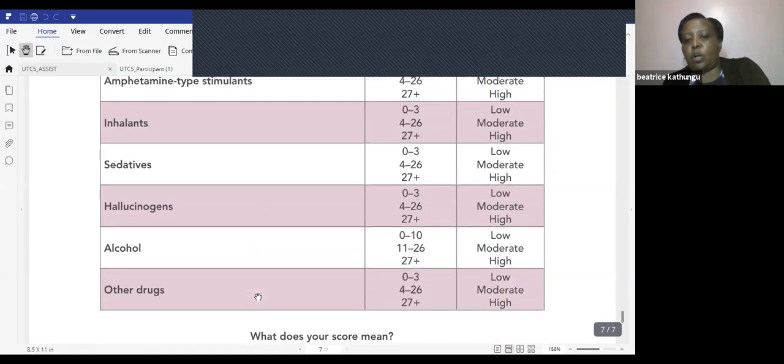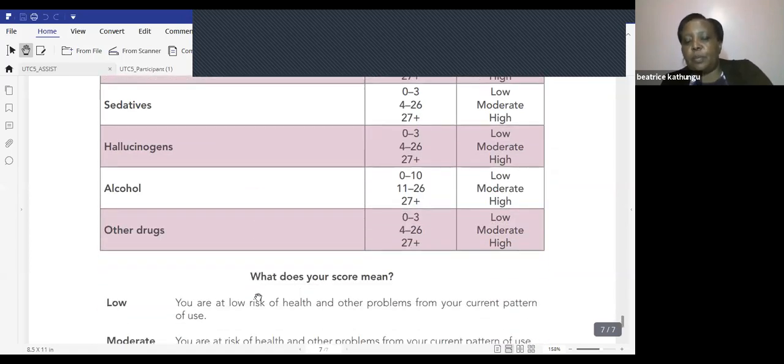I want you to see alcohol. Like Moses told us in the last class, alcohol allows you up to 10. So between 0 and 10, we shall consider that low risk. I guess because alcohol is a recreational substance commonly used even for social purposes, it has been given a higher threshold. Then 11 to 26 will be moderate, and above 27 will be high.